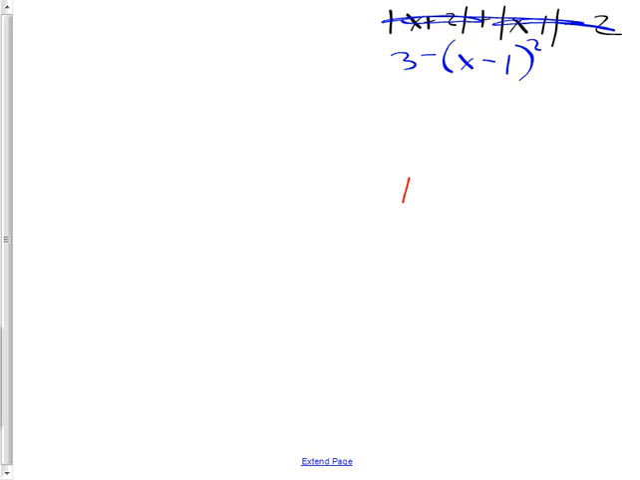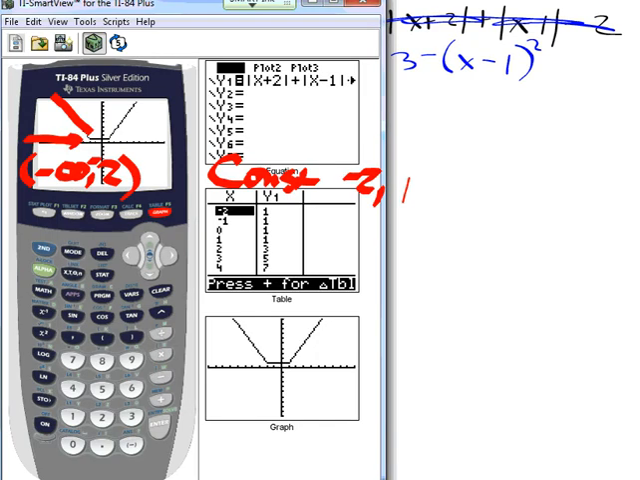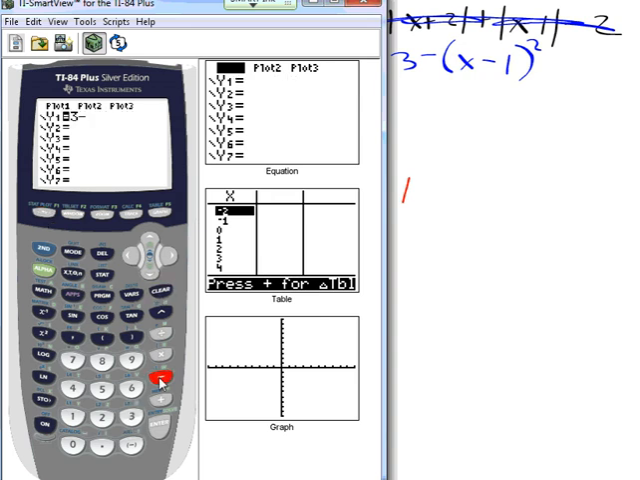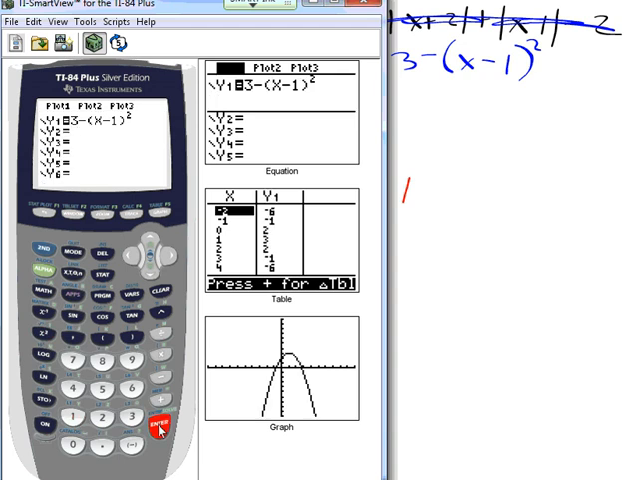Okay, I'm going to put that in on my y equals. Clear this thing off. Clear the ink, then get in here and go to 3. Clear that first. 3 minus, parentheses, x minus 1, quantity squared. There. If I look at my picture, I hit graph.